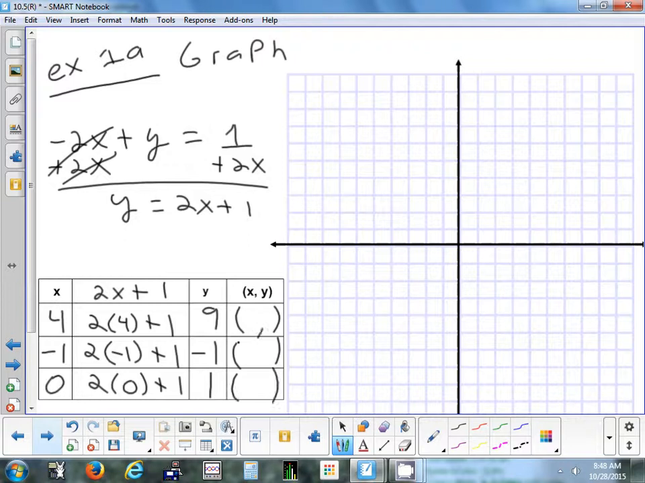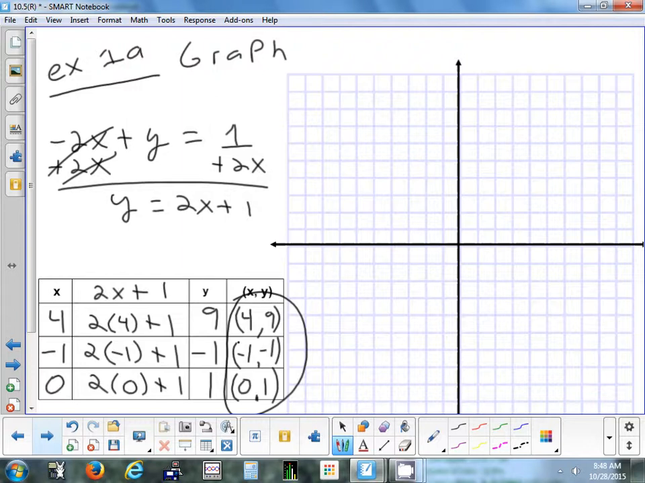Okay, what's my first ordered pair? Ryan. That would be 4 and then 9. Good. 4, 9. Okay, my second ordered pair, Zach. Nice. Negative 1, negative 1. And my last ordered pair, Kevin? 0, 1. Okay. Now the last step is to take these points you just got, graph them, and that's going to give us our picture.